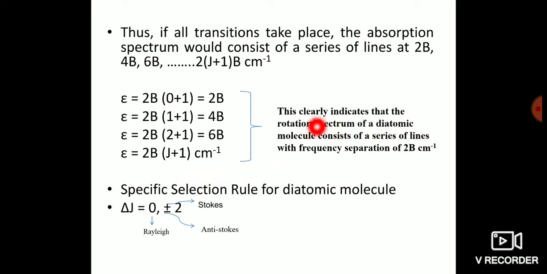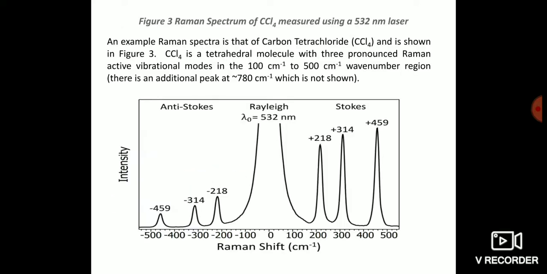This clearly indicates that the rotational spectrum of a diatomic molecule consists of a series of lines with a frequency separation of 2B centimeter minus 1. The specific selection rule for a diatomic molecule is delta J equals 0, plus or minus 2. Plus is Stokes scattering, minus is anti-Stokes scattering, and 0 is Rayleigh scattering. So this is the specific selection rule. Whenever you are asked about the selection rule, you can give this kind of description.